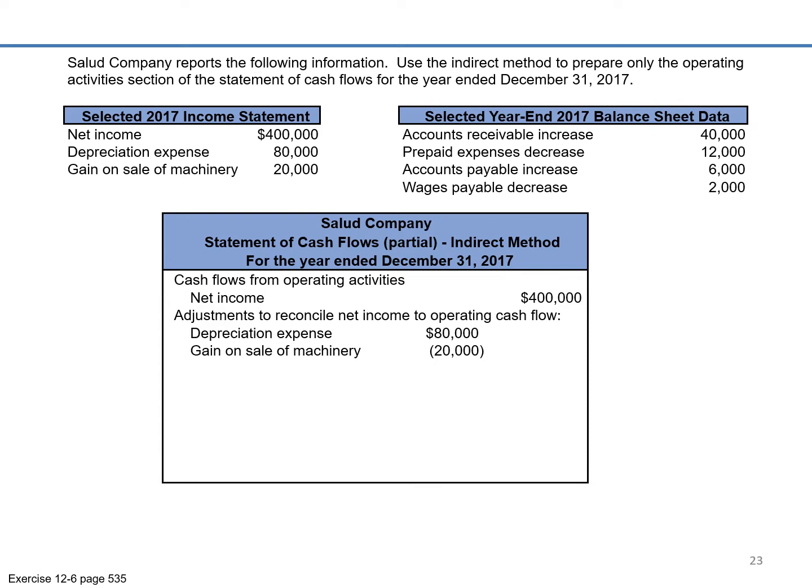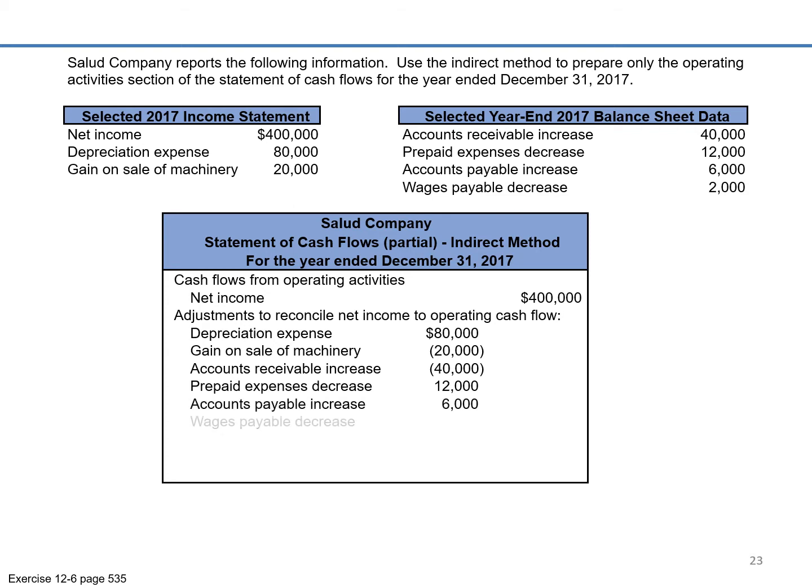Then you have accounts receivable increase. Increases in asset accounts are decreases in cash. Negative number. Prepaid expense decrease. Decreases in assets are increases in cash. Accounts payable increase. Accounts payable is a liability. Liabilities work the same direction, so increases in liability accounts are also increases in cash. Wages payable decrease. Also a decrease to cash. So we have net cash provided by operating activities of $436,000.